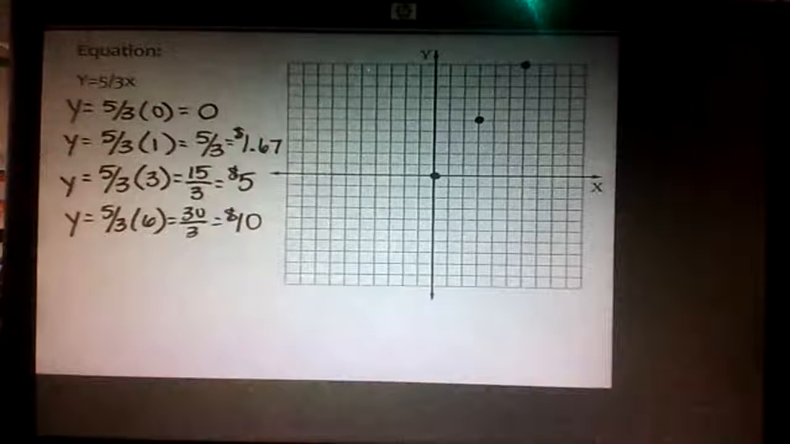I keep forgetting that we're graphing lines. It's going to keep going. The more candy bars I buy, the more money I'm going to spend.